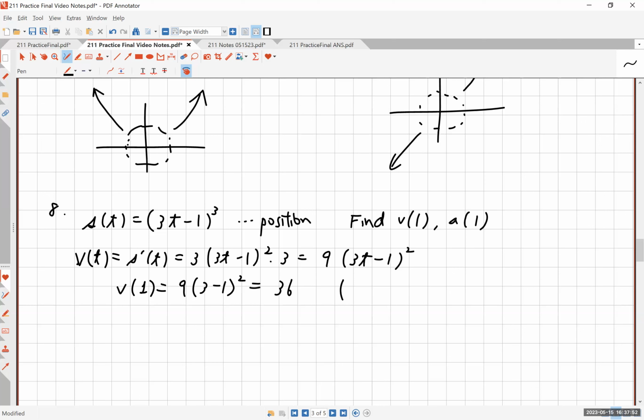And if you have to give units, well, we're not given the units, but it's going to be a unit per second, right? Assuming that t is in seconds.